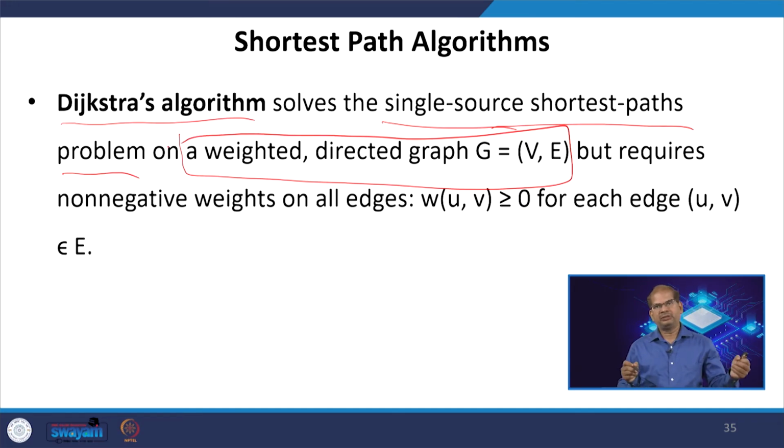We are starting from a single source and we are going through all the edges to find the shortest path from the source to the final node, but it requires non-negative weights on all the edges. So, all the weights should be non-negative. Of course, in the case of VLSI physical design, the weight of the wires, the delay of the wires, is always positive. So, that is not a problem if we apply this algorithm for VLSI routing.